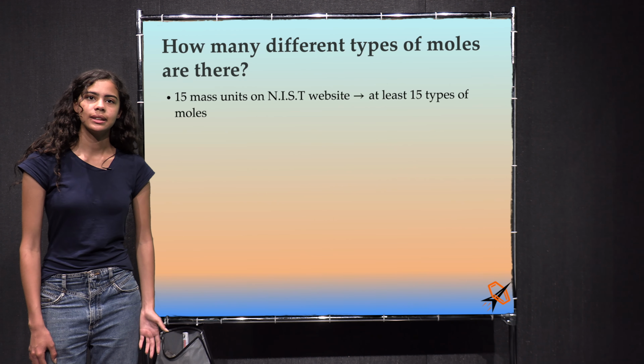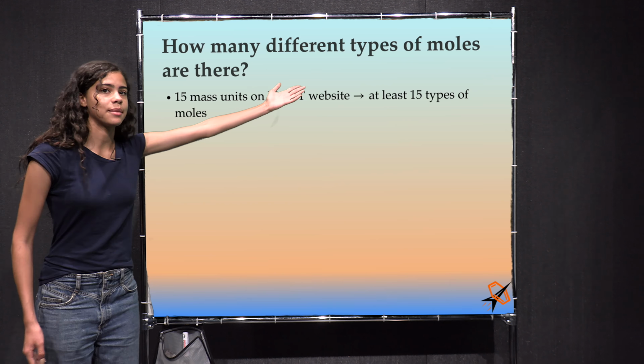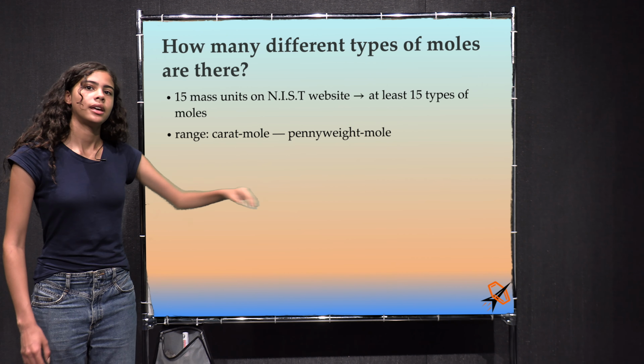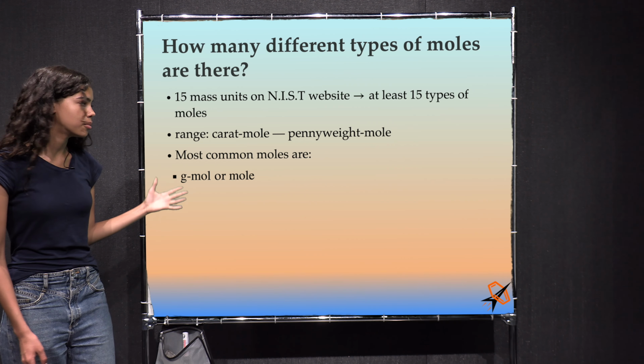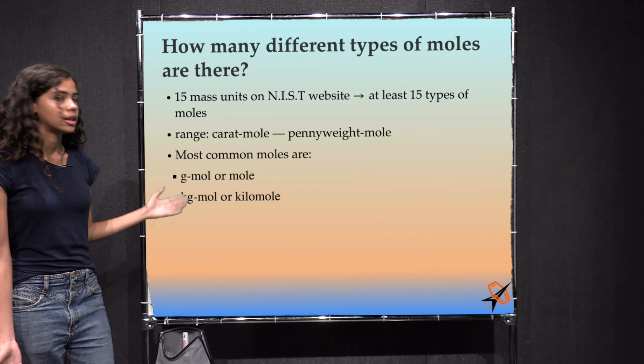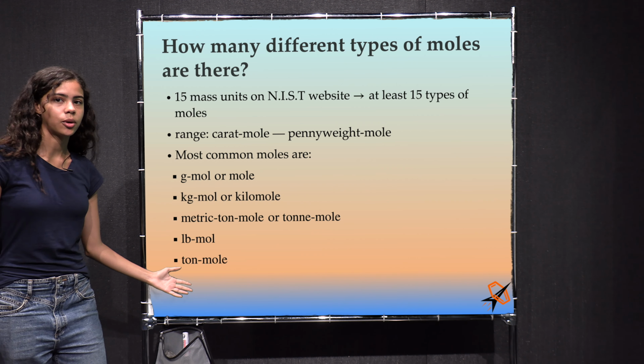The NIST website lists 15 different mass units, so there are at least that many types of moles, ranging from the carat mole through the pennyweight mole. The most common ones are the gram mole, or mole, the kilogram mole, or kilomole, the metric ton mole, or ton mole, the pound mole, and the ton mole.